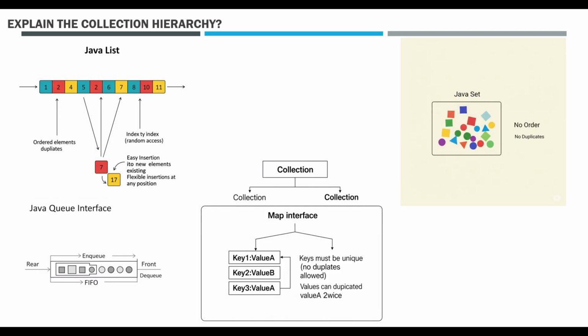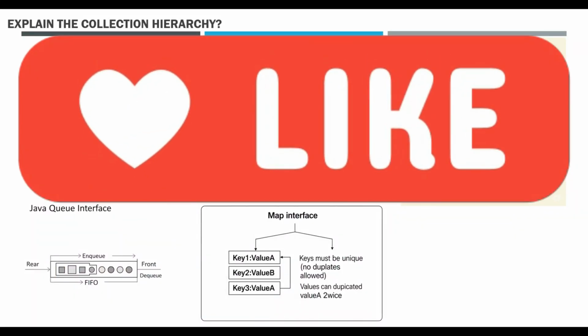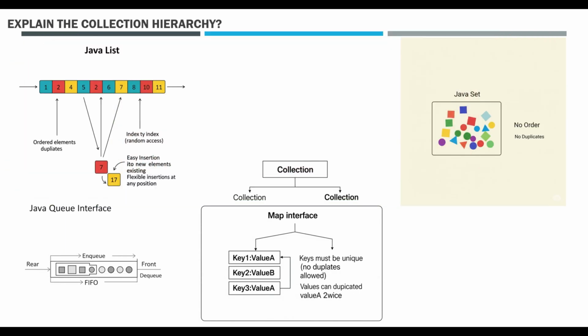Then there is a map, which does not extend from the collection interface, but the main idea is that it stores the value in a key value pair. This is the only interface in the collection hierarchy which stores elements in key value pairs. It contains all unique keys, but you can have duplicate values in it. That's how it works.